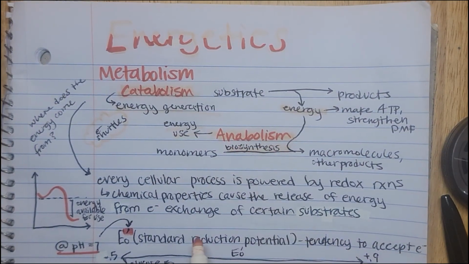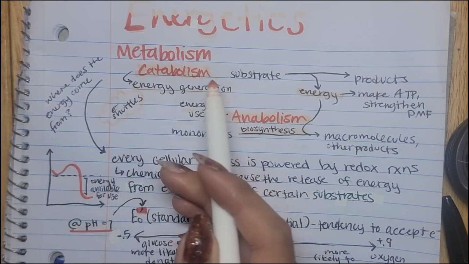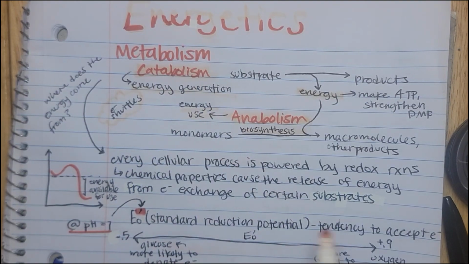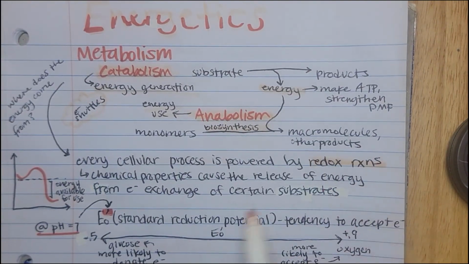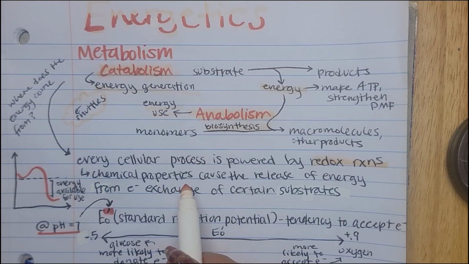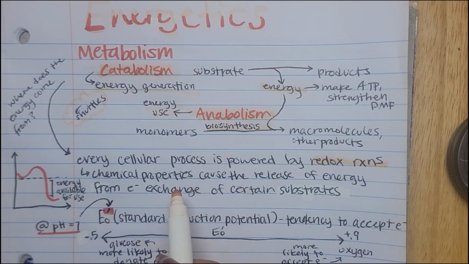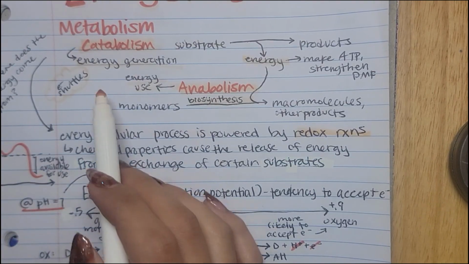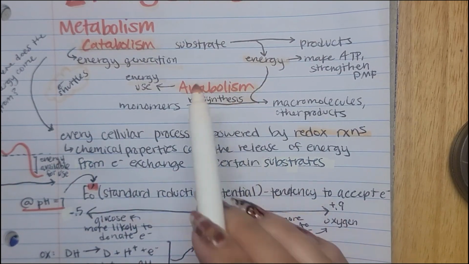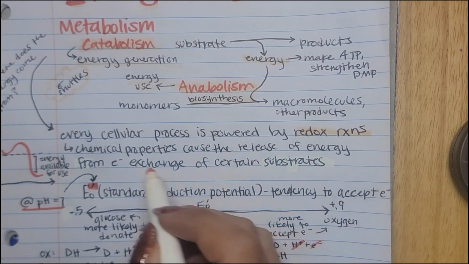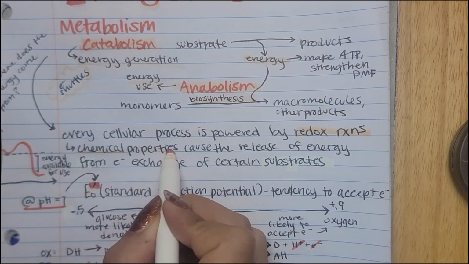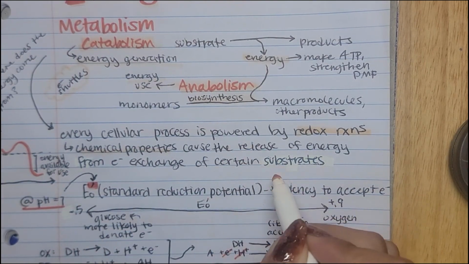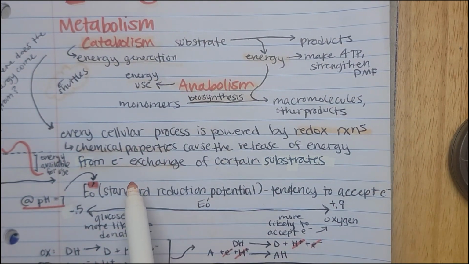Okay. So where does that energy come from that they're using in catabolism? These are all redox reactions. The chemical properties of different reactants will determine whether or not a reaction is favorable. And if it is favorable, then we can use this energy to power the reactions of biosynthesis. So chemical properties can cause the release of energy from electron exchange. And obviously, if you were trying to do it in the reverse direction, it would cost energy. But since that isn't favorable, it just doesn't happen very often.